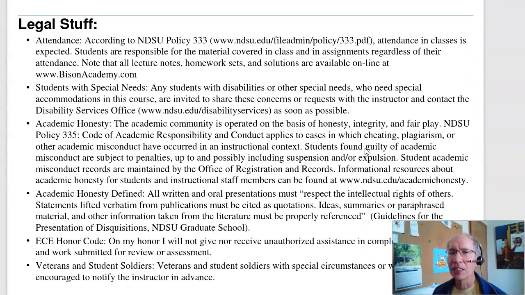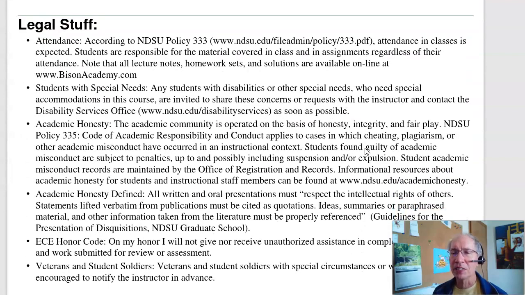And finally, legal stuff. Attendance is required. How you attend is up to you. You can attend in person, you can attend via Zoom, you can watch the YouTube videos, whatever works for you. If you have any special needs, let us know, we'll accommodate you.